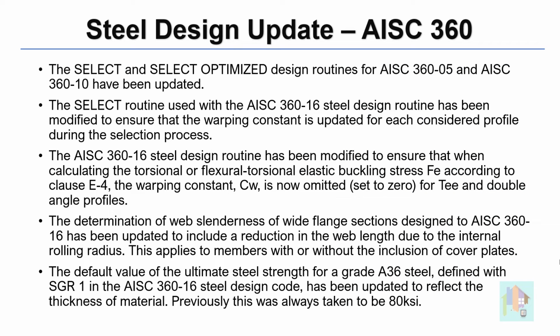For AISC 360 code, there is no major enhancement, but there are a few bug fixes which might affect the design results, like fixes in section classification, warping constant, or yield strength value. The member selection routine is also modified to address a few problems which were hampering the optimum section selection process. So, a more optimized section will be selected if Update 8 is used for design with the select command.